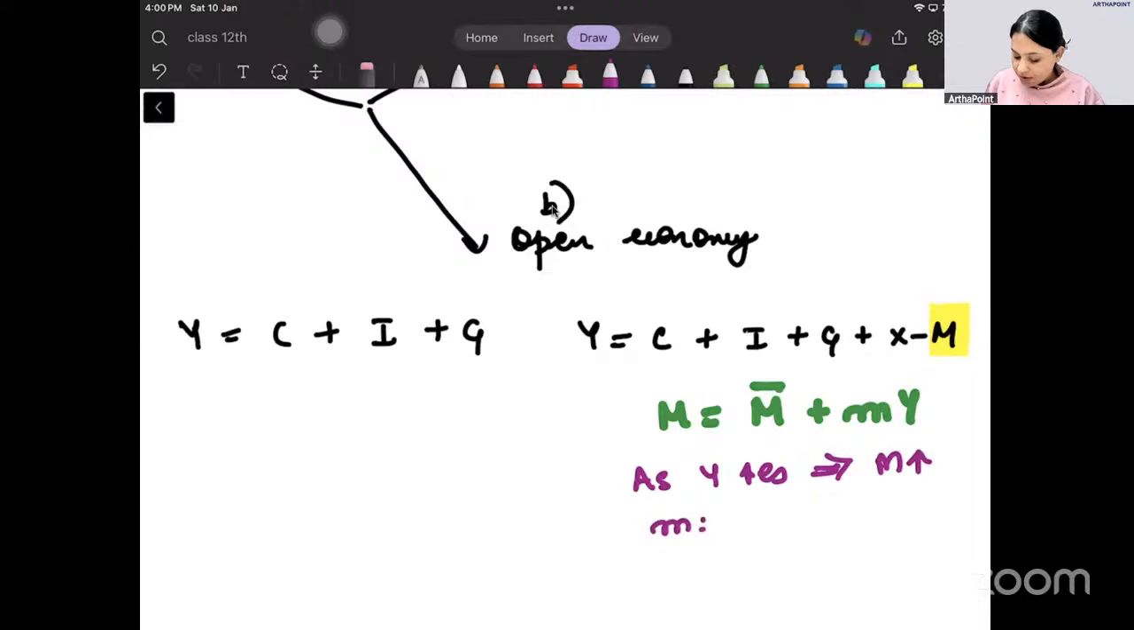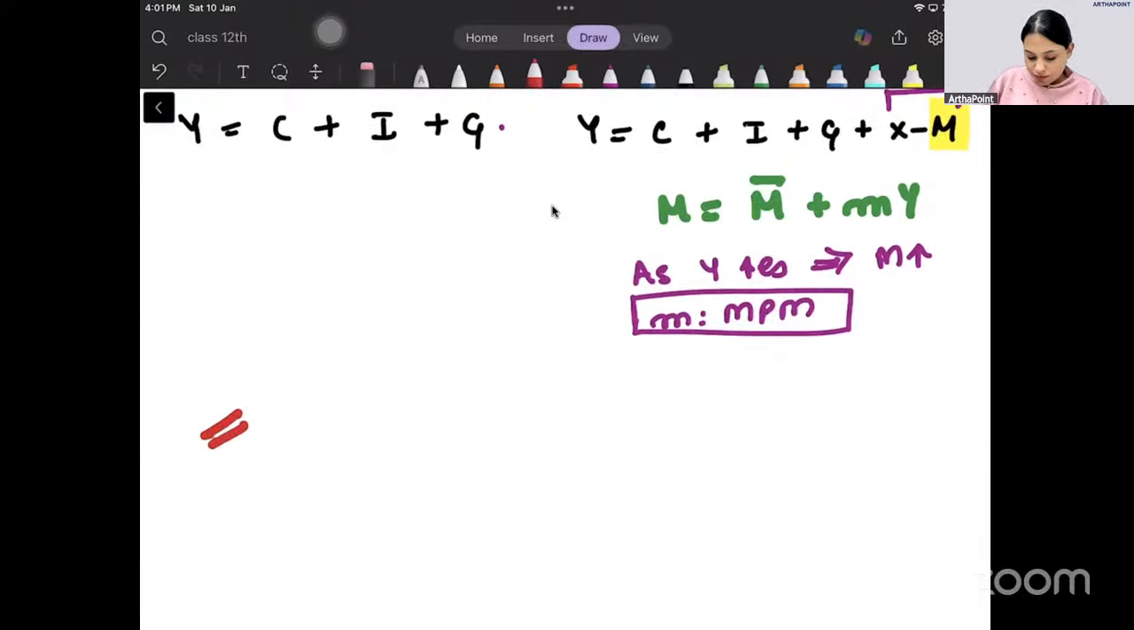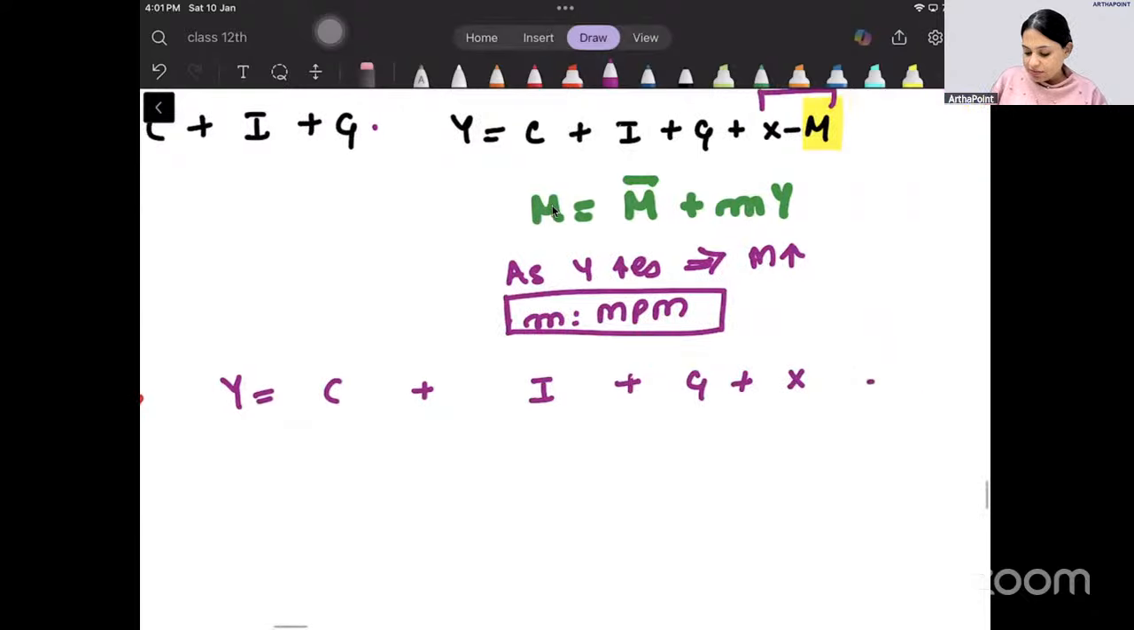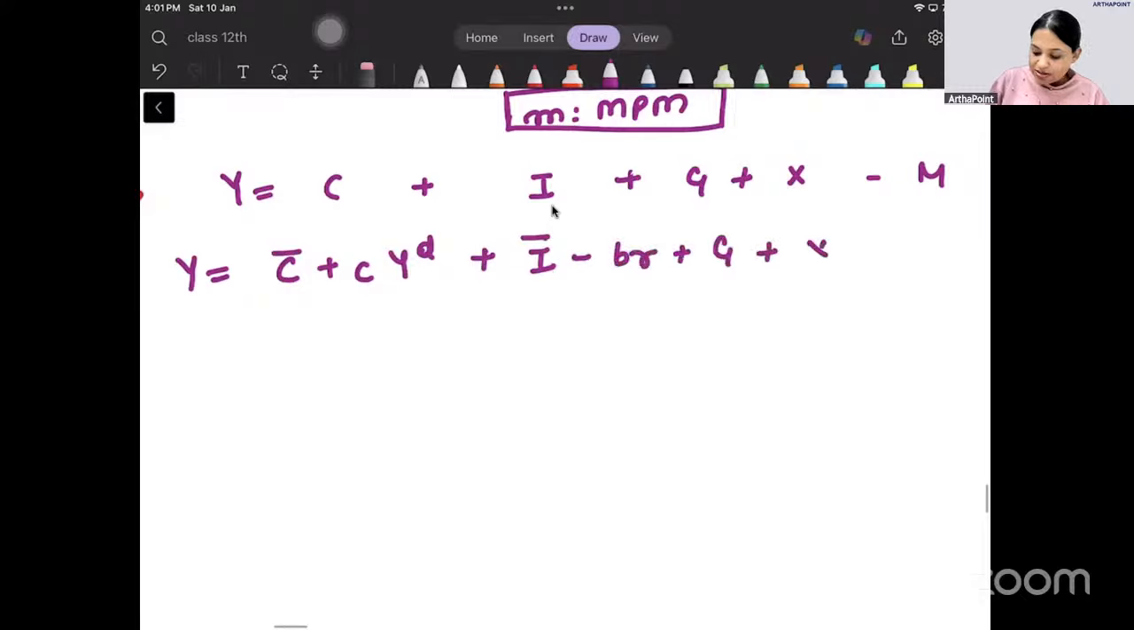This small m is called the marginal propensity to import, right? So whether I will have this or not depends on whether it is open economy or closed economy, right? Now, let's say that I have my y is equal to c plus I plus g plus x minus m. Okay. So y is equal to c bar plus c yd plus I bar minus br plus g plus x minus m. For now I'm assuming them to be autonomous.